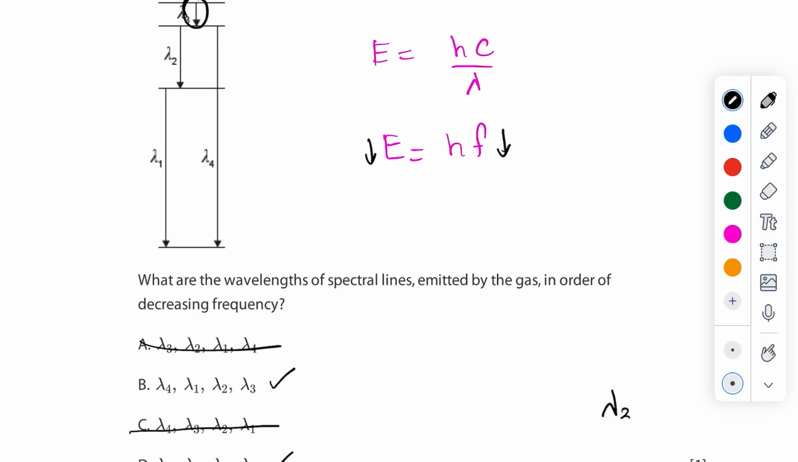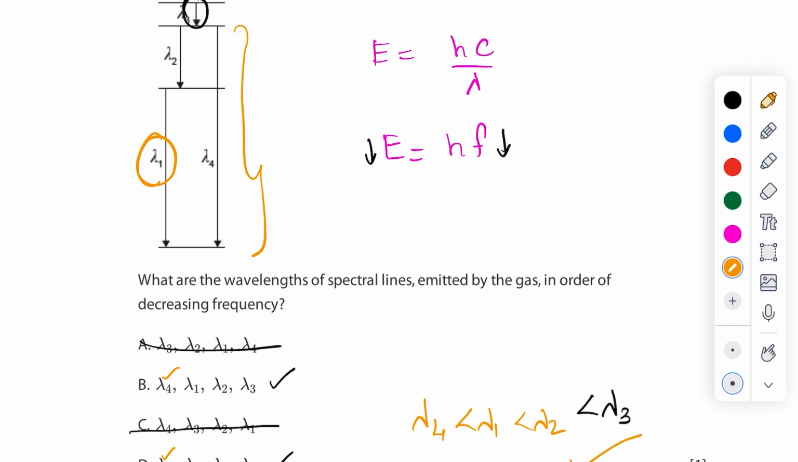So lambda 3 is the last. Then the highest one: lambda 4 is going to be the highest one. You can clearly see that this is the maximum. Option B also has lambda 4 first. Now the next highest one is lambda 1, and finally it is lambda 2 and lambda 3. So which option is that? Option B is going to be the answer.